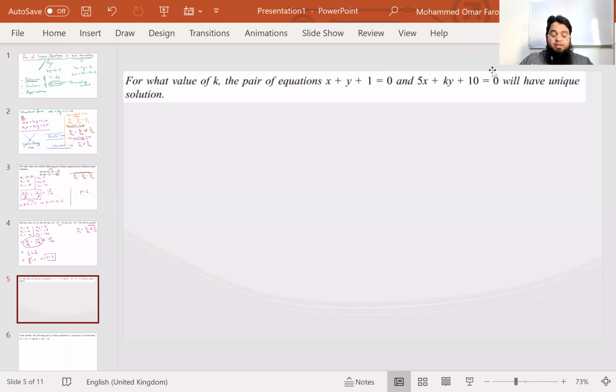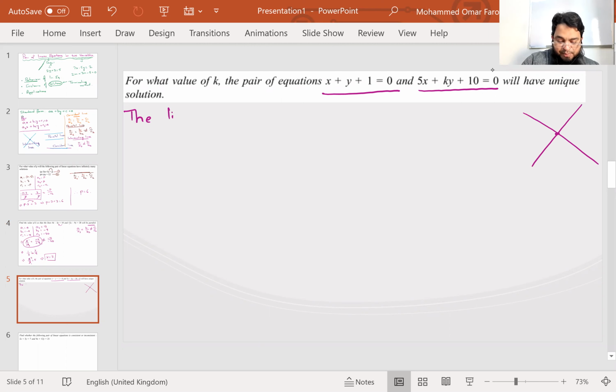So students, let us go for the next problem. For what value of k will the pair of linear equations x plus y plus 1 equals 0 and 5x plus ky plus 10 equals 0 have a unique solution? When we have one solution, my dear students, the lines intersect each other at one point. So that means they are intersecting lines. What is the condition for intersecting lines? A1 by A2 is not equal to B1 by B2.